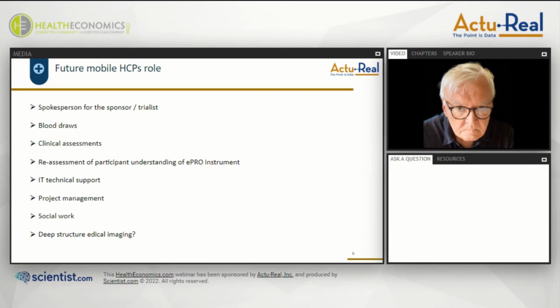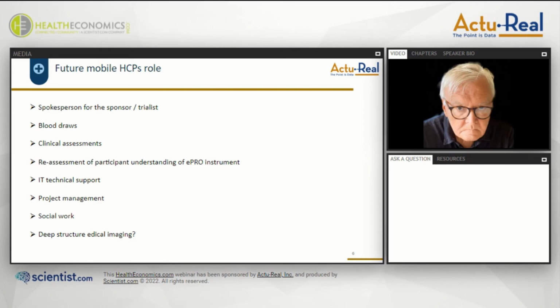So, in the absence of clinic visits, the mobile healthcare provider inherits some components of the traditional research coordinator role. And it has been said that mobile healthcare providers are in the best place to evaluate the social environment of the participant, which is a key variable that influences treatment outcomes.